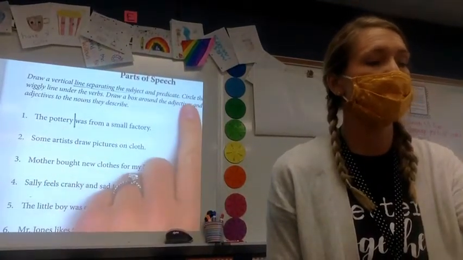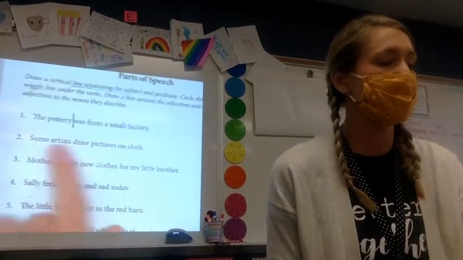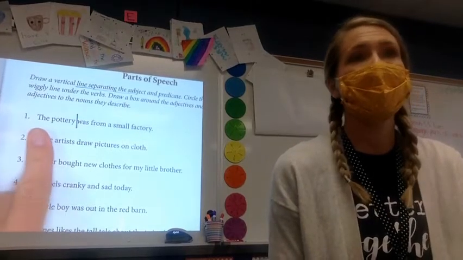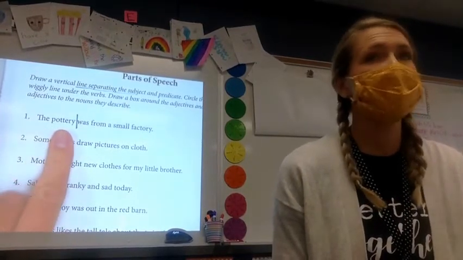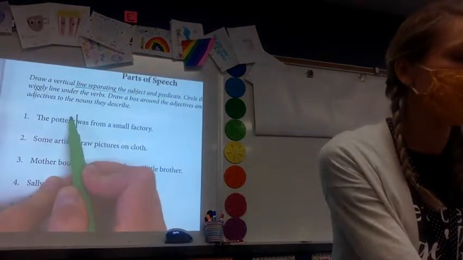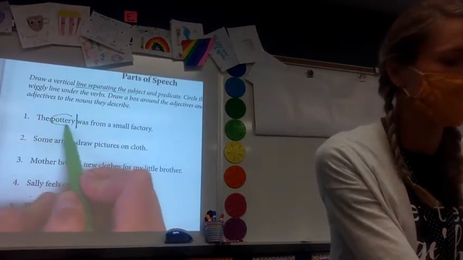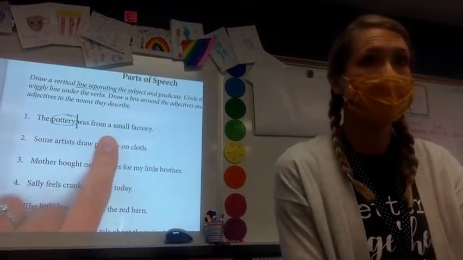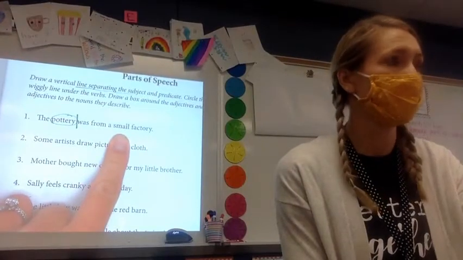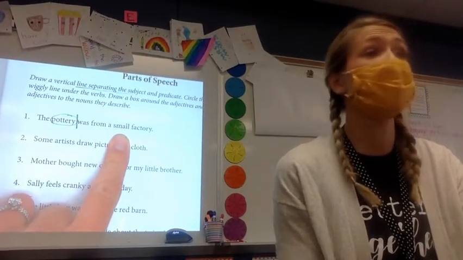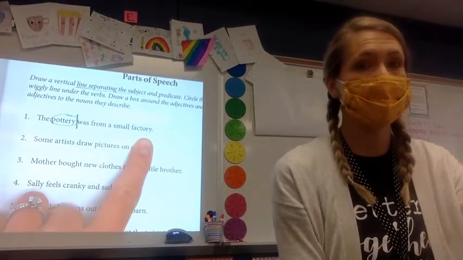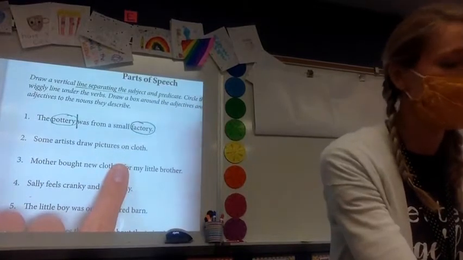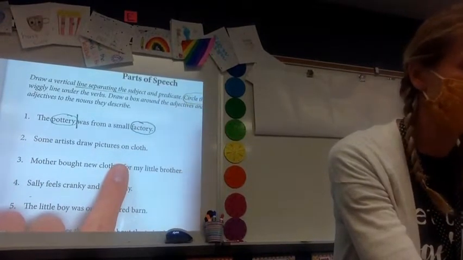My next thing I need to do is circle the nouns. In the sentence, the people and the places and the things. Is the a noun? No. Is pottery a noun? Yes. So we need to circle it. It's an example of a thing. Was, is that a noun? No. From, no. A, no. Small? No, but we're going to come to that because we're going to need it. Factory? Yes, it's naming a place. So now we have circled the nouns.